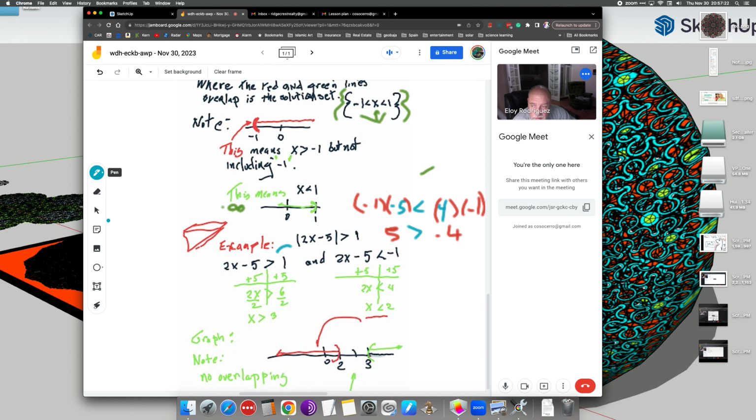Okay, so let me get rid of that. See if I can get rid of this. Oh, there's my eraser. Look how big it is. That's a noise it makes.